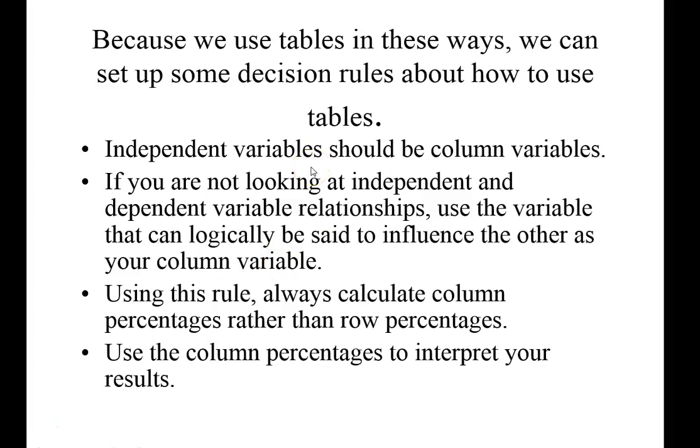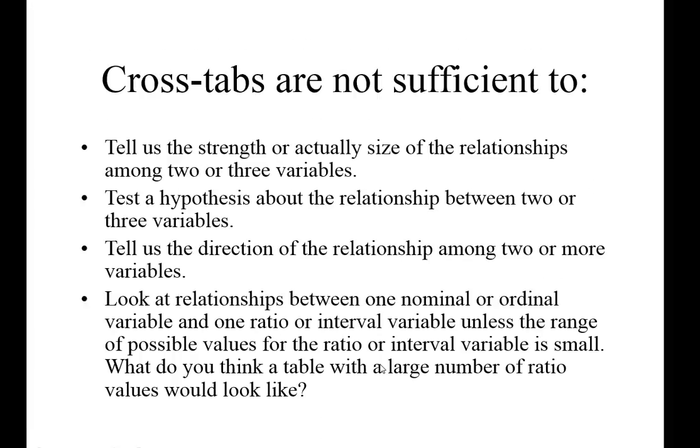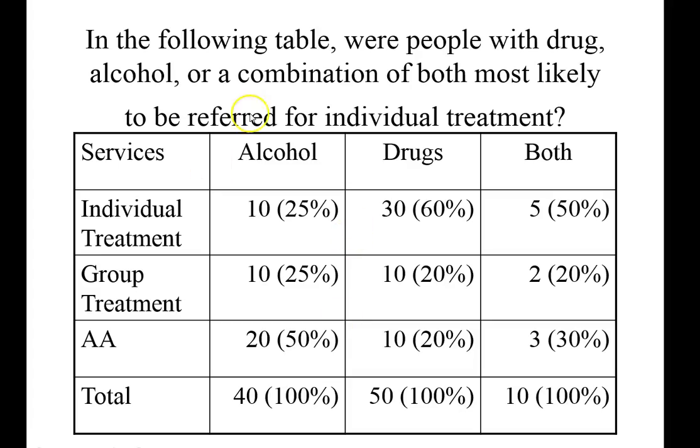If you really don't know yet and you're just running crosstabs to see what your frequencies are and your percentages, then it doesn't matter. You just need to make sure that if you have one that you think is going to influence the other, that's your column. Using this rule, always calculate column percentages rather than row percentages. Use the column percentages to interpret your results. And that's what we did here, right? We have column percentages, because going the other way is not going to tell us anything.